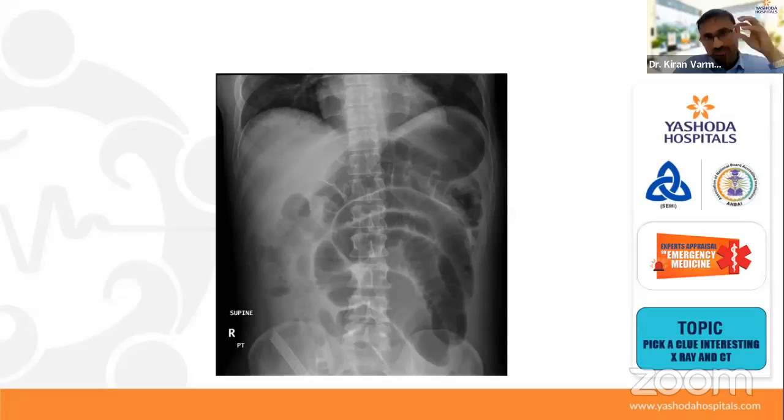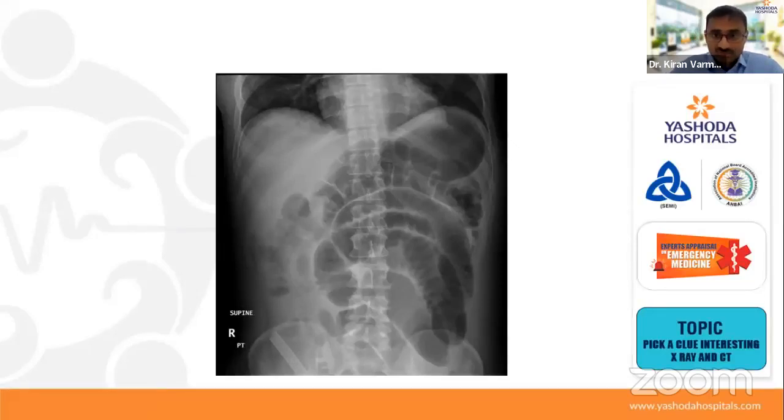When it comes to small bowel, it is located in the center. When it comes to large bowel, it is in the periphery. That is location-wise. Then the best one is valvulae conniventes. That will be present in the small bowel. See here, you can see the lines, right? They extend from one end to the other. So this is plicae circulares or valvulae conniventes. These will be present in small bowel obstruction.